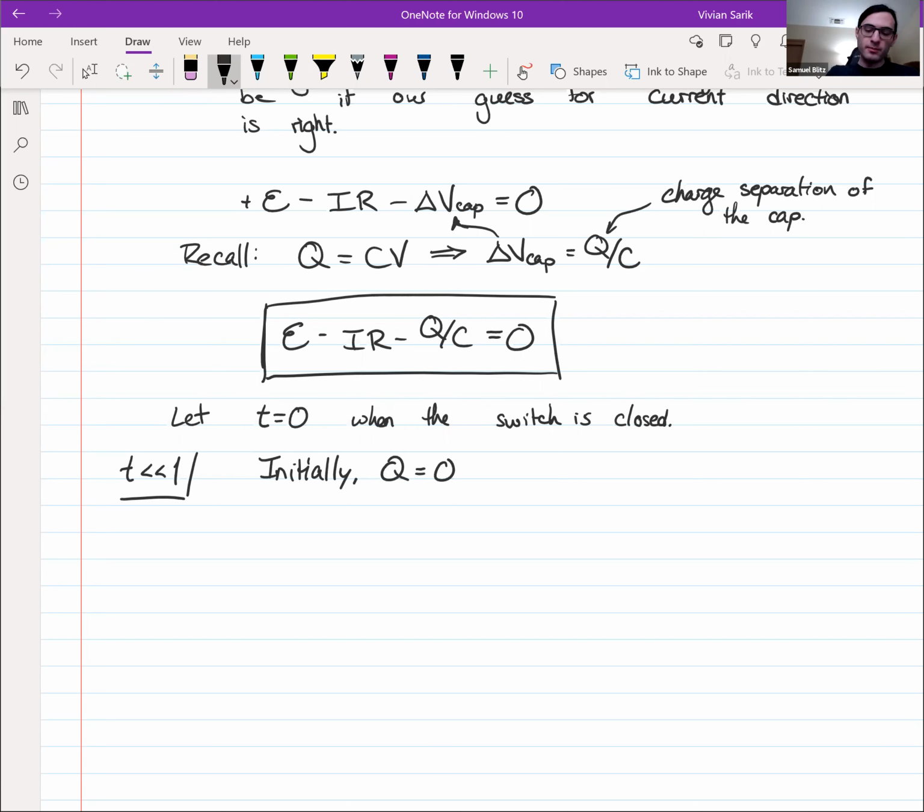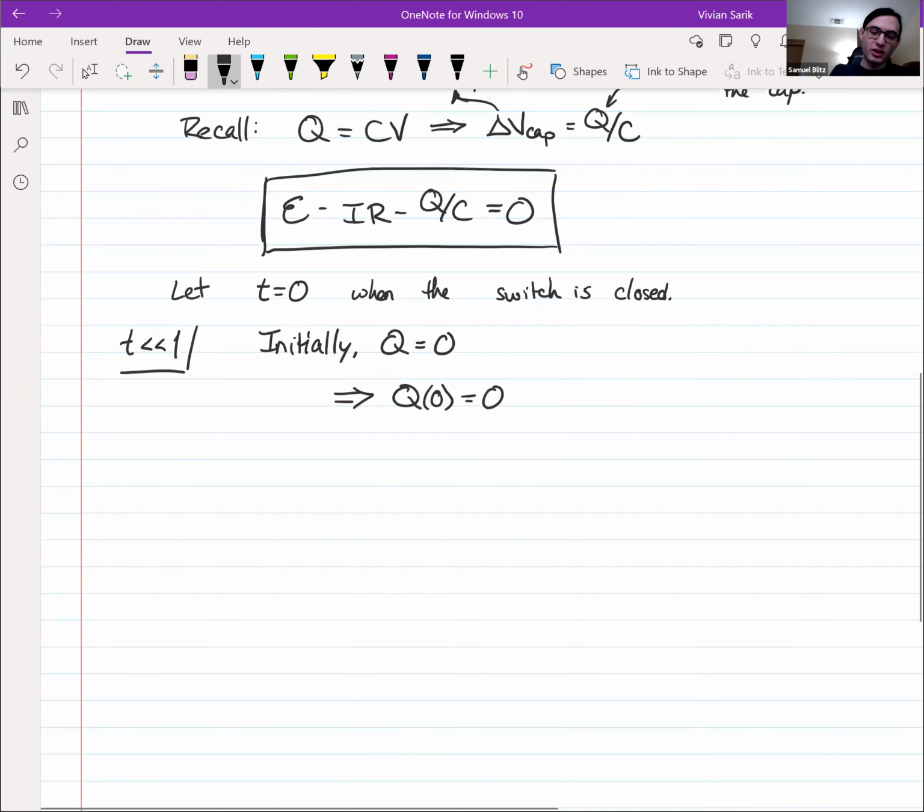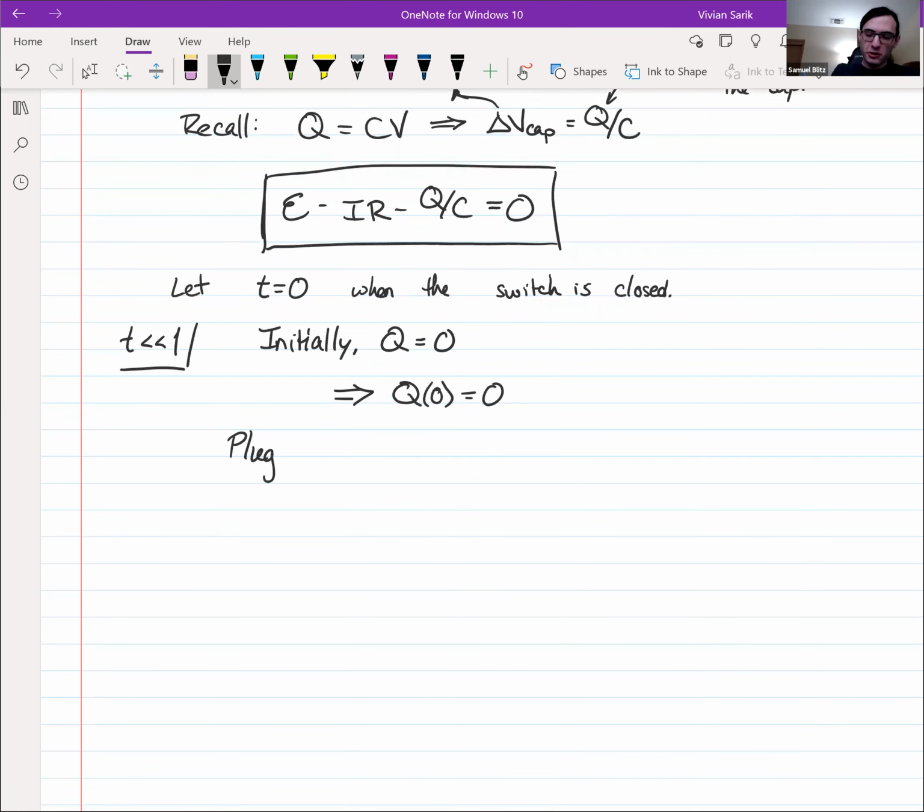And so what that implies is that Q of 0, so Q is now a function of time, is just 0. The amount of charge on the capacitor right when the switch is closed hasn't had time to change yet. And so we can plug that into the loop equation. The loop equation is an equation for all values of time, so we can plug in the charge as a function of time, and we'll get the current as a function of time, for example.